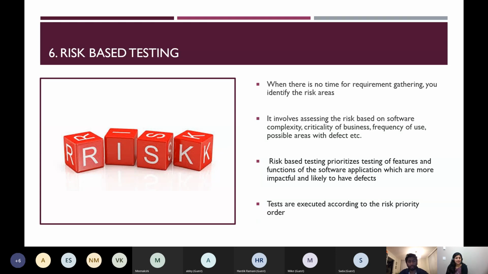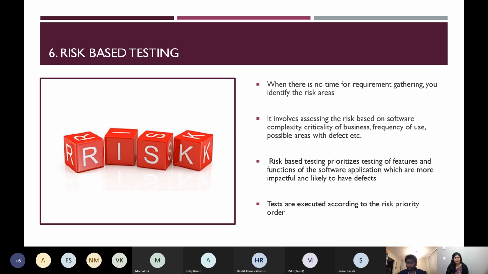What it really involves is assessing the risk based on the software complexity, criticality of business, frequency of use, and possible areas with defects. Again, this could be based on your historical knowledge of the project. So for example, whenever we touch XYZ module, there is an unintended impact on YZ module. So it can be based on the historical knowledge, or it could be the current evaluation of where we think there is maximum risk, or where we have more critical components or critical functionality residing.